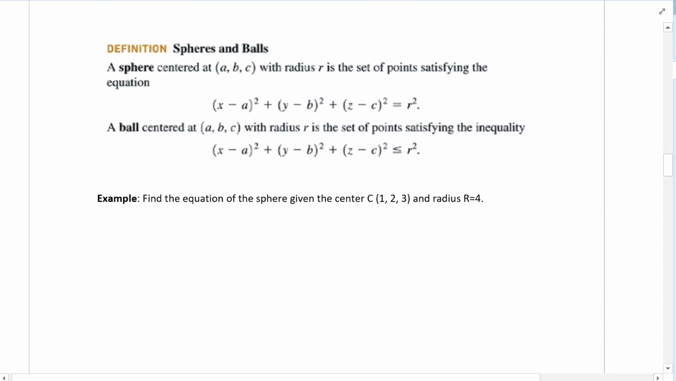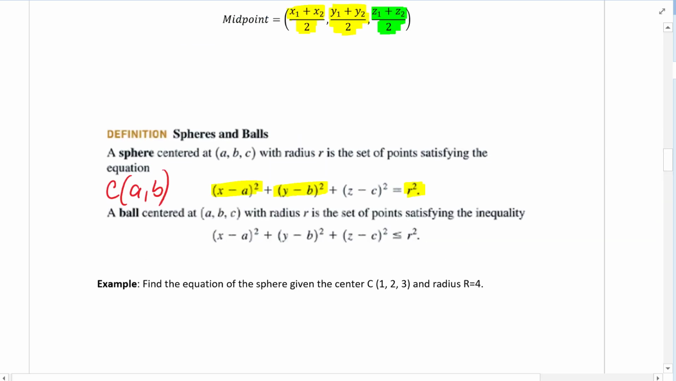Same thing with spheres and balls. Remember, when we are doing a circle, you had x minus a squared plus y minus b squared equals r squared. That was a circle centered at (a, b) with radius r. But because we're talking about a sphere, let me just make a quick sketch here.